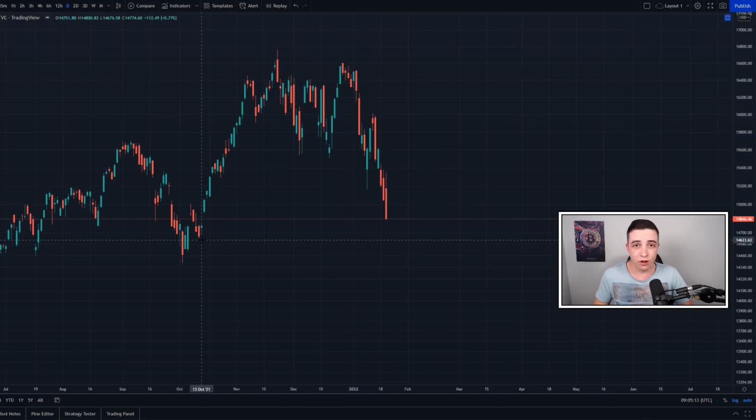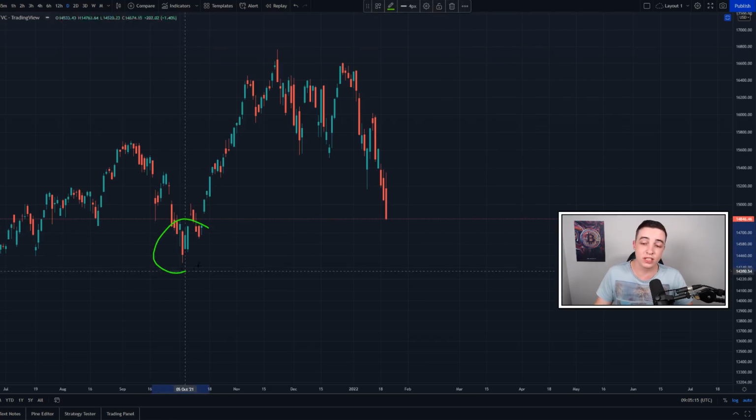One possible level of support for the Nasdaq is simply this previous low right here that we saw back in September, and that is coming in at around 14,400 in the Nasdaq. So I would definitely be paying attention to that level for the Nasdaq, but of course I'll keep you updated on this in these YouTube videos and also on my Twitter in real time.